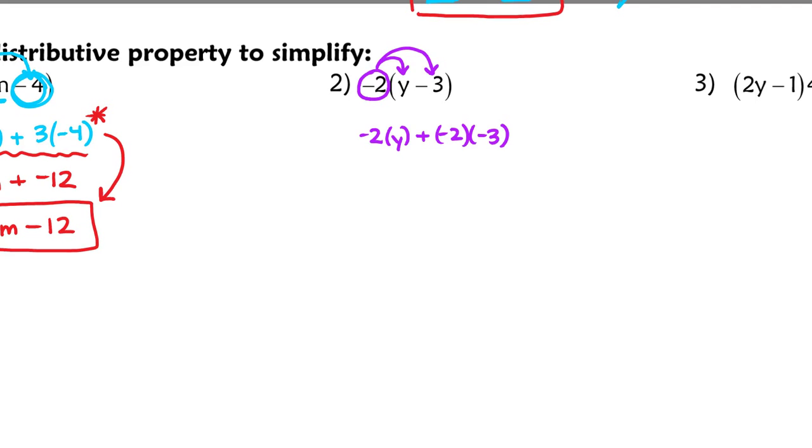But now we're going to go ahead and simplify. So negative 2 times y gives me negative 2y. Negative 2 times negative 3, well that's positive because of the double negative. So always, always, always when you're multiplying two negatives, make sure that becomes positive. So because we're adding positive 6, I'm just going to write plus 6. Okay? This would be my final answer. I cannot combine these any further because they're not like terms.